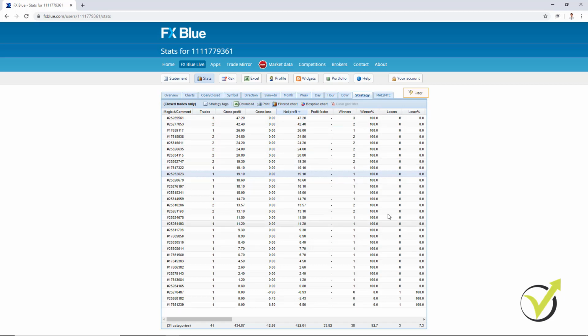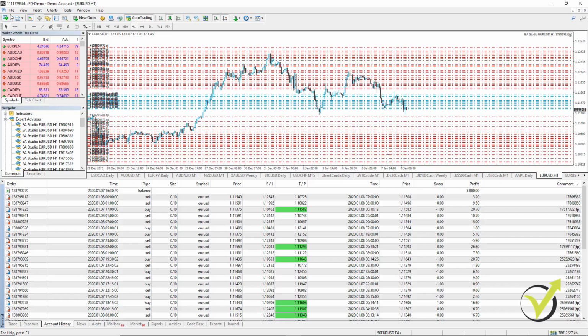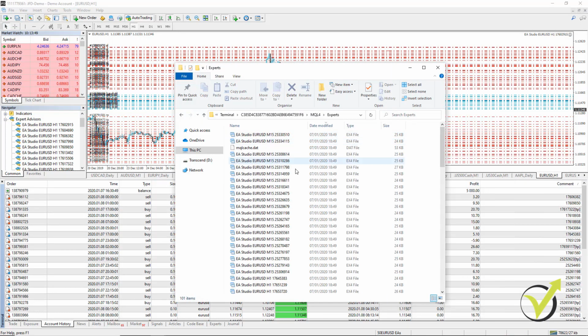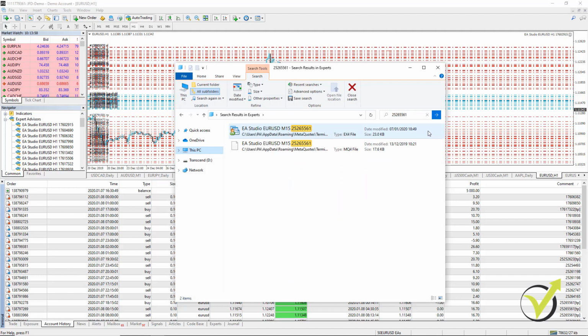So what you will be able to do is simply you take this magic number, okay, you copy it, and then you go to the expert advisors, open data folder, MQL for experts, here they are, and you have the search experts tab where you can paste it, press enter, and you will find that this is the top expert advisor. You can copy it from here and you can move it to your live account.